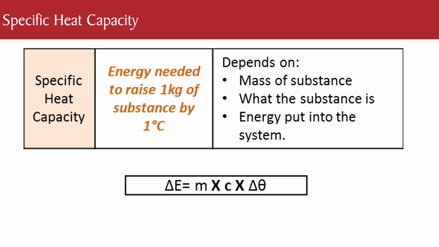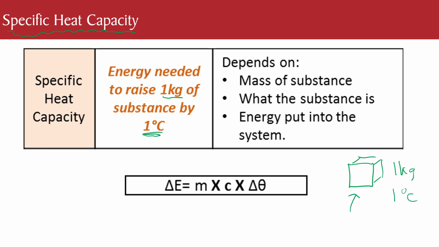Now there's another one, and this confuses people because they sound very, very similar. That is the specific heat capacity. This is equally likely as the specific latent heat to be asked about, except that it also has a required practical. Specific heat capacity is the energy needed to raise 1 kilogram of a substance by 1 degree C. So if I've got a block of metal, it's the amount of energy I need to put into it, if it weighs 1 kilogram, to raise it by 1 degree C.